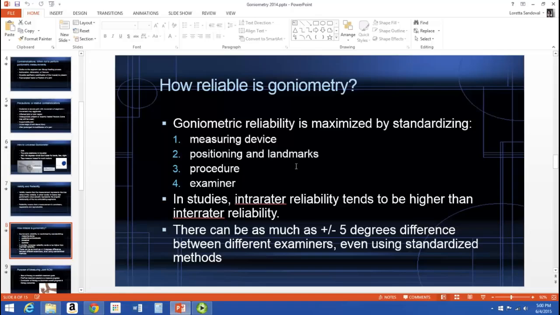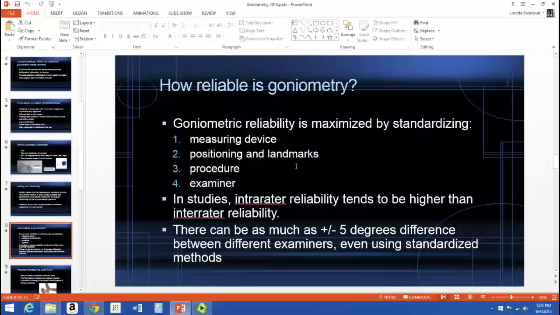You can maximize goniometric reliability by standardizing the measuring device you use. In other words, use the same device every time you measure that particular measurement on a person. Standardize your positioning and landmarks. Use the same positioning and the same landmarks every time. Standardize your procedure, which we're going to talk about in a minute, and standardize the examiner. In other words, the same therapist measures each time. That's not always possible, and certainly as PTAs, we're not going to be the first person that measures somebody's range of motion. It's going to be the PT when they do the initial eval.